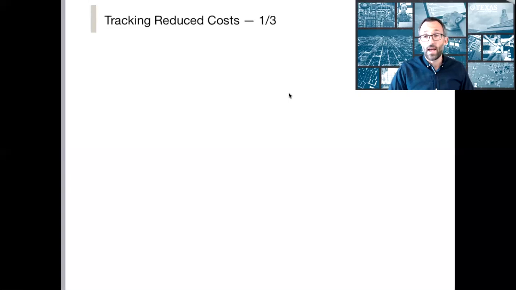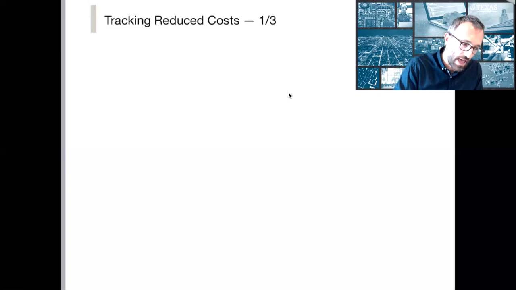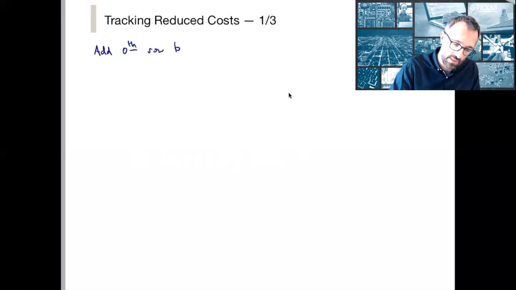We're going to talk about how we can now incorporate these into the Tableau with the same type of row operations. So I'm going to add a 0th row to the Tableau.